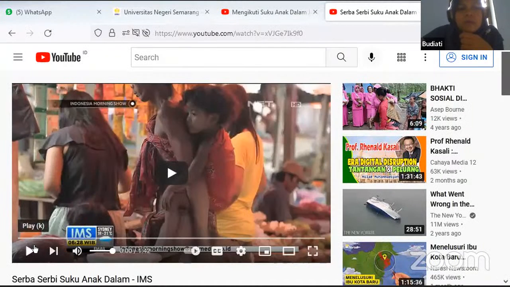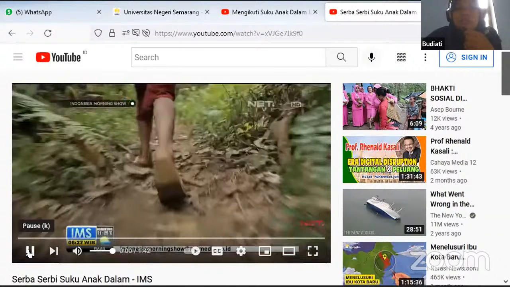I think you have already known about suku anak dalam. Yes, that it is in Jambi. And it is because of the concept of things that became attention of the Indonesian government.